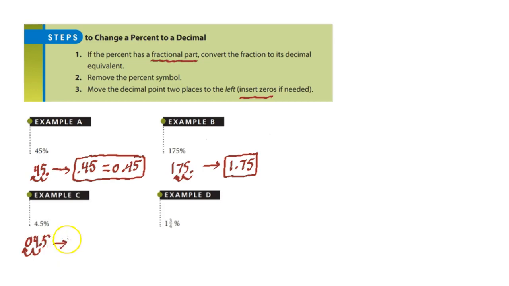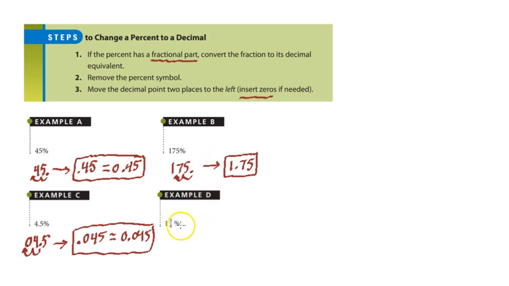So this then becomes, since the decimal is now to the left of the 0, 0.045. And equivalently, similar to A, this is also equivalent to .045. You could put a 0 to the left of the decimal, and then 0.045. Either way, they're equivalent. Now, example D, we have a fraction. So now we can look at step 1 and apply step 1.